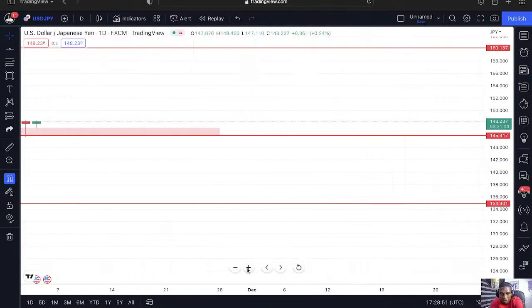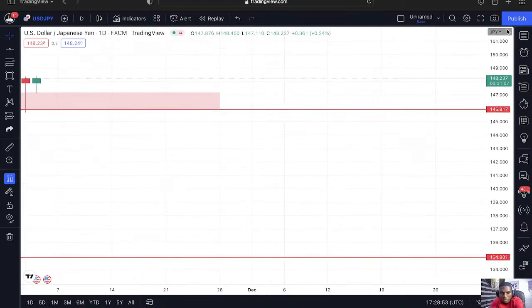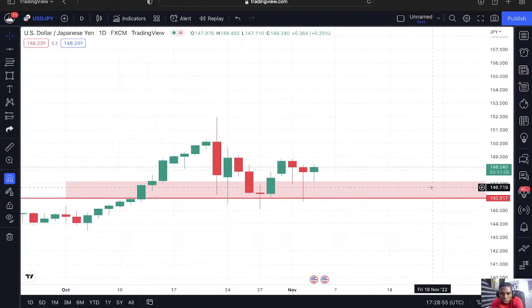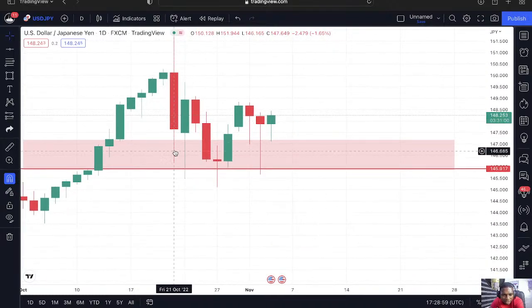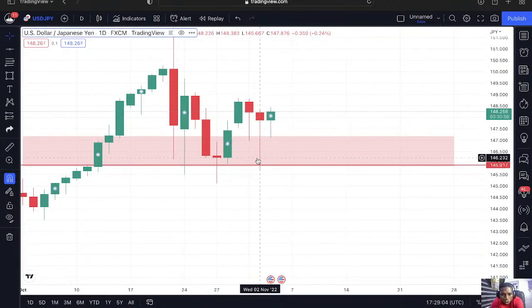Let me bold it very well. This level is holding price from dropping further. You can see the wicks. So this shows price rejection to the upside.